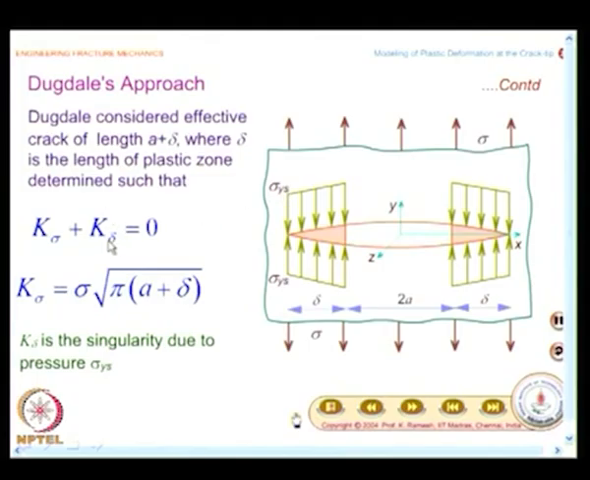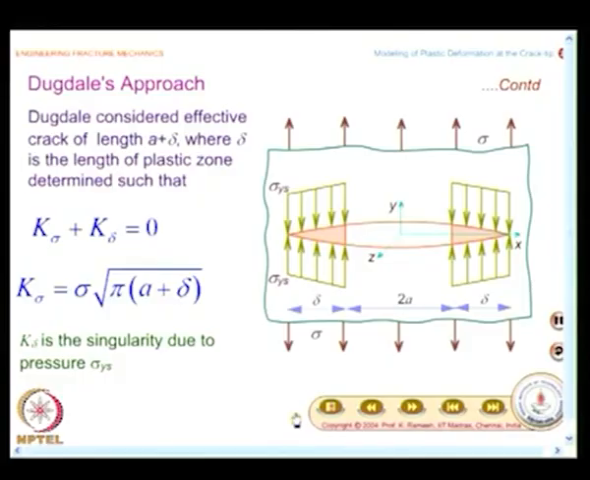This stress intensity factor, the addition of these two should go to 0. So, he fundamentally took a different approach to estimation of plastic zone length. He identified superposition of two problems and he obtained the plastic zone length. The K sigma, what he had taken is nothing but the original crack length a plus the assumed plastic zone length delta. The procedure is totally different, and what is the result that he has got?